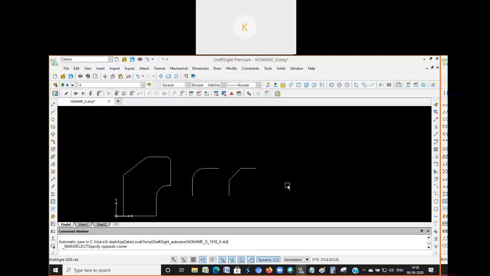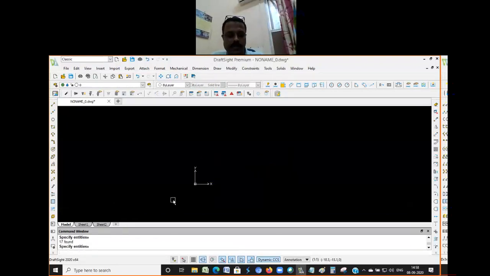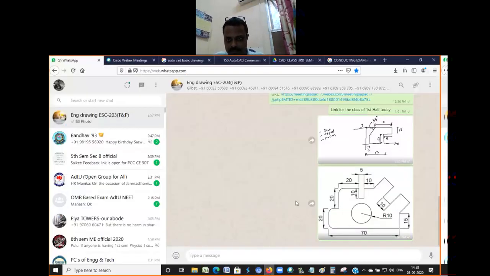Okay, so I just erase everything with the E command and then start from here. It may start from 0,0 or any point. These lines are not specifying the length, so you can assume some length by yourself. First draw from this point up to here maybe.